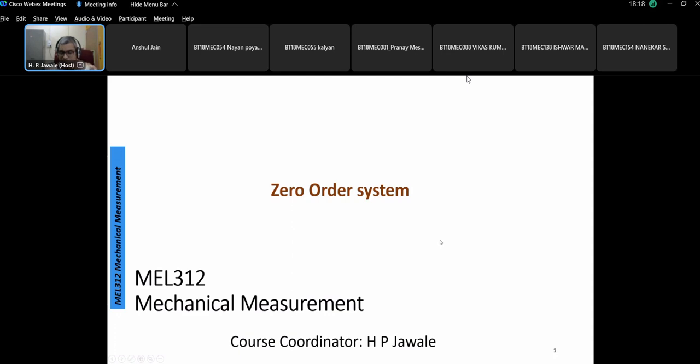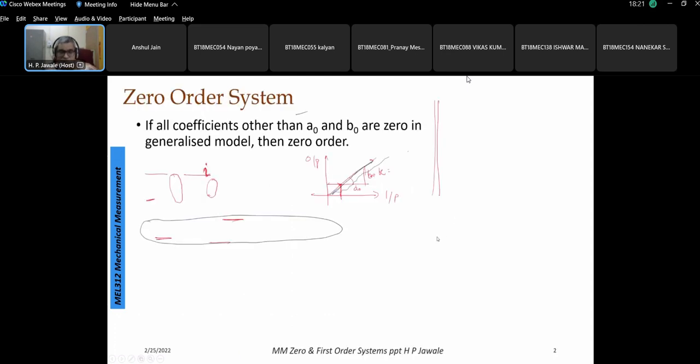So now with this understanding we have moved further and we have found that the zero order system is one where the coefficients other than A0 and B0 are not present in the generalized model. Then we call that a zero order system. For example, A0 Qo is equal to B0 Qi. So that was the correction that we have made, and then we find that the ratio of B0 upon A0 is the static sensitivity, and we have seen that the static sensitivity is nothing but the slope of the input output characteristics, right?